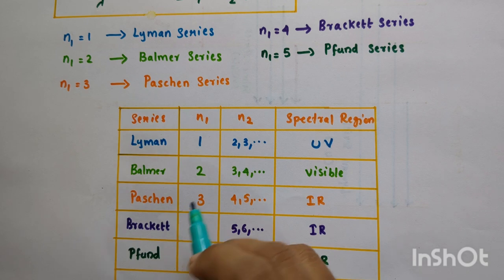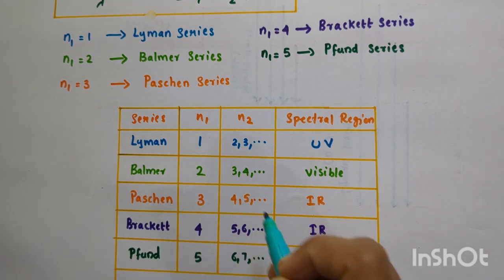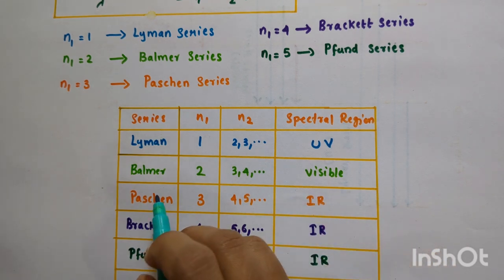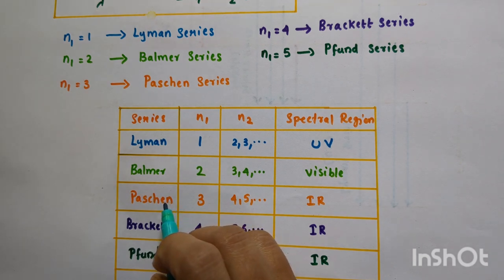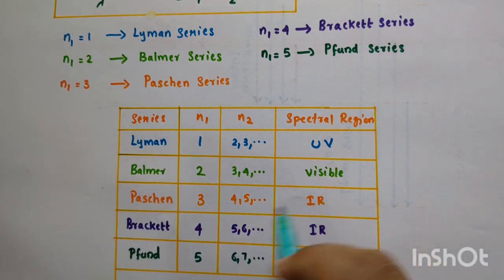Now, for the Paschen series, n1 equals 3, and n2 can have values 4, 5, 6, etc. Its spectral region is the infrared region. That is, when we consider the Paschen series of lines, we will have infrared radiations in that spectral region.